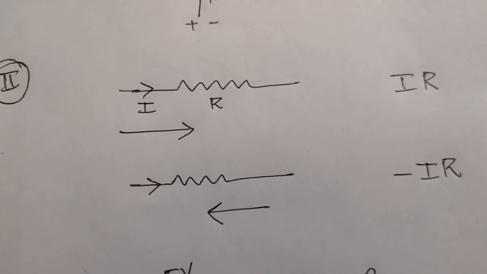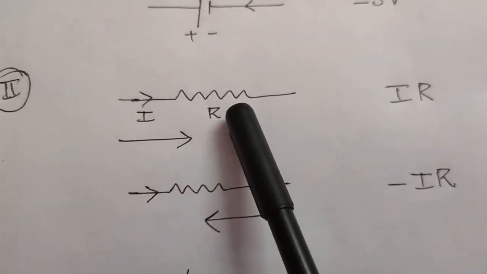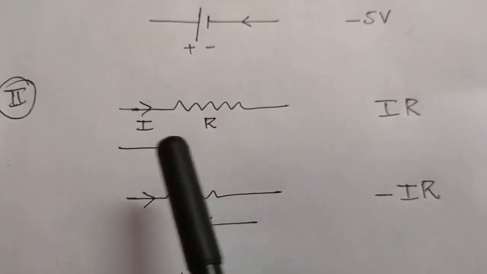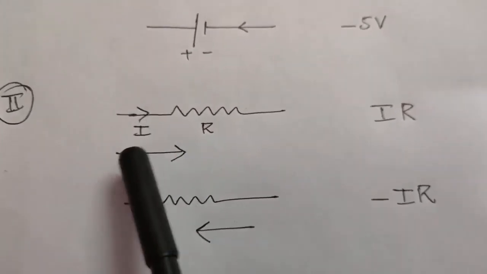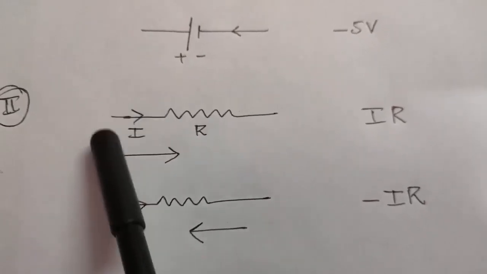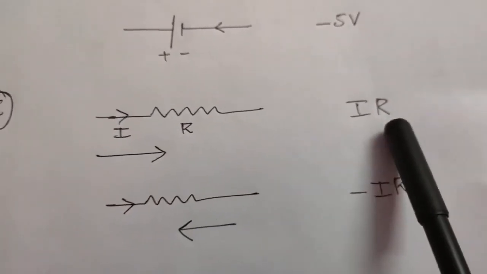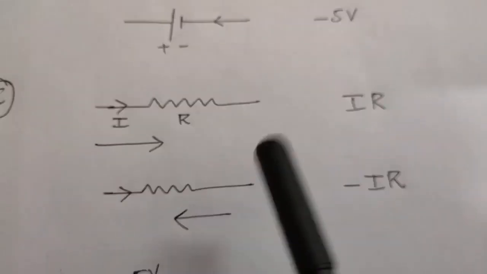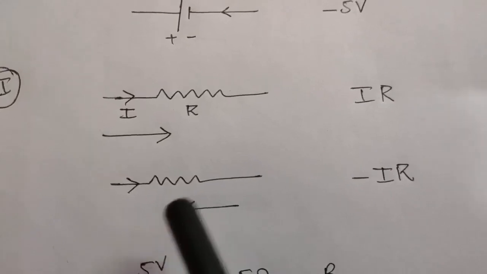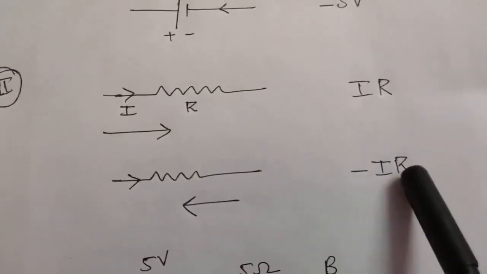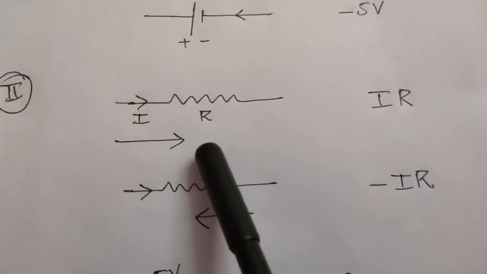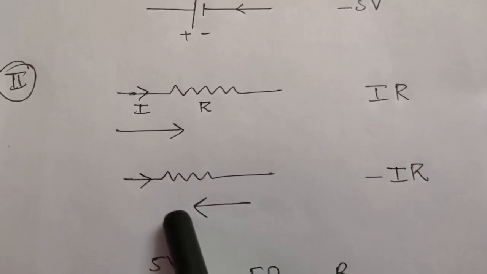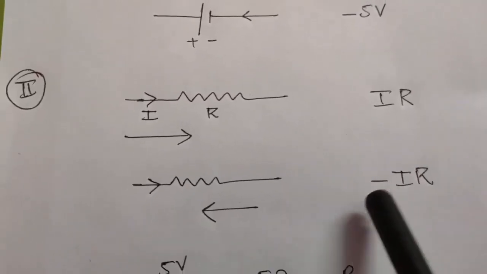Now there will be resistance in a circuit as well. Suppose there is a resistance R and current I is flowing in this direction. If you are going in the same direction as the current, I will take the voltage as IR. In the same diagram, with resistance R and I flowing in this direction, if you are going in the opposite direction, then take the voltage as minus IR. So if you are traveling in the same direction as the current, we'll take the voltage to be positive. If you are traveling in the opposite direction of the current, we'll take it negative, minus IR.